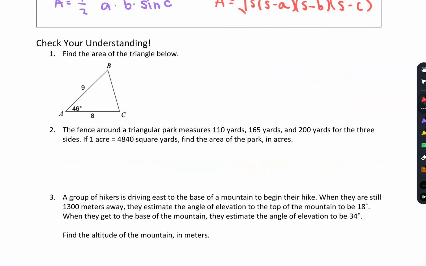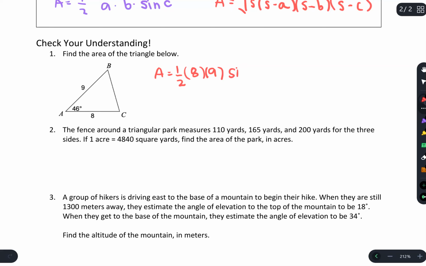All right, let's look at number 1 there for finding the area of a triangle. So, do I have everything that I need to know to find the area? So, I either need side, included angle, side, or all 3 sides. So, do I have what I need to know? Yes. Okay, so we will say 1/2 times your base, which is whatever side, we'll say B, times side C, and then multiplied by sine of angle A, which is 46 degrees.